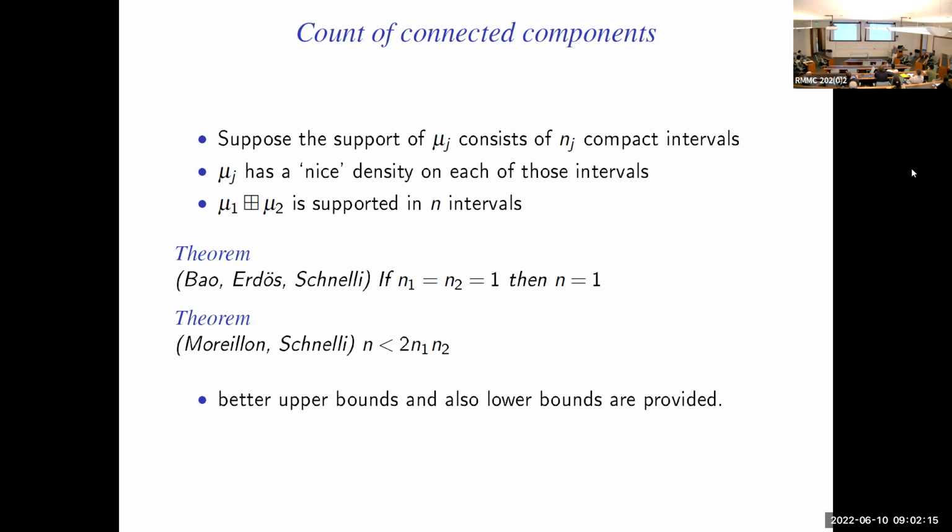And there's one way that these results can be improved almost immediately, which is that instead of saying that mu j consists of nj compact intervals, you can just say that the support of mu j has nj connected components. You don't really need to make any assumptions about the way the distributions work. The reason is that every measure whose support has nj components can be approximated arbitrarily well with distributions which satisfy the hypothesis. So if you have any atoms, a single point which is in the support and isolated from the rest, you can just smear that over a small interval.